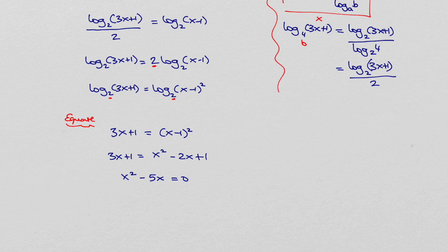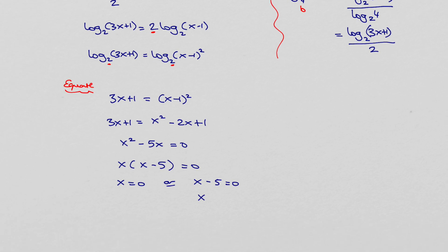So it's not a full quadratic, so I just have to take out my highest common factor, which is x, and that leaves me with x minus 5, and that means that x must equal 0, or x minus 5 must equal 0. And if x minus 5 equals 0, that means that x equals 5. But of course, this was a log equation, so I have to go back and check my answers. Always check your answers in log and surd equations.